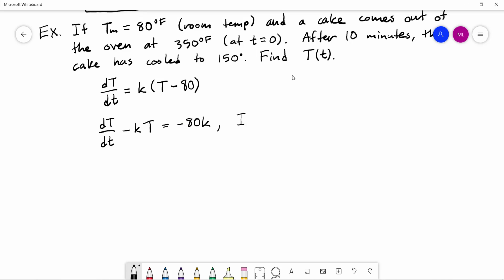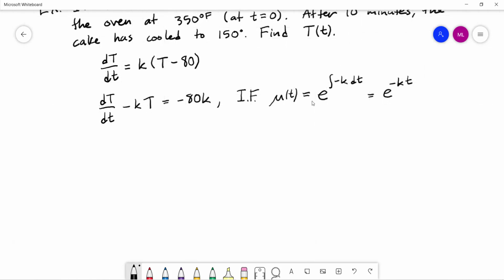So our integrating factor is going to be mu of t, mu is a function of time, and it's going to be e to the integral of whatever the coefficient is sitting here in front of the capital T term. So in this case, negative k dt. And so what does our integrating factor wind up being? E to the negative kt. So there's our integrating factor. And that tells me if I multiply the entire equation by that integrating factor, I will get the left-hand side to appear as basically the result of taking the product rule of two functions.